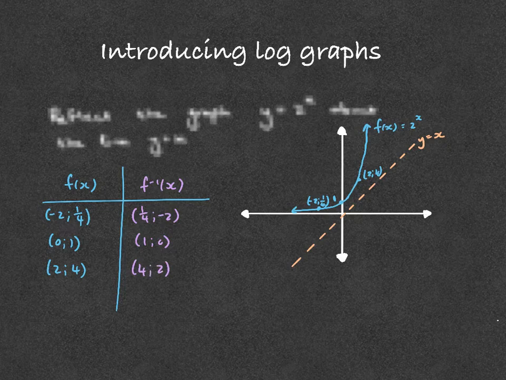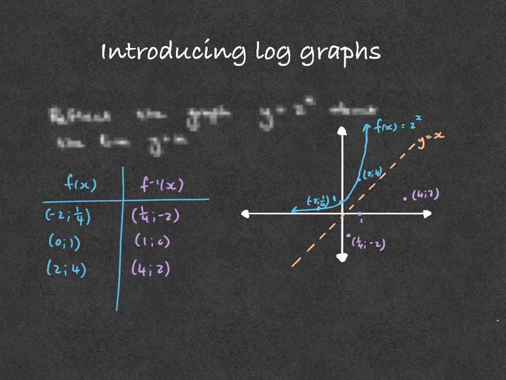Okay, so you just swap x and y. If you plot those points, the y-intercept will now be the x-intercept, so that's the point (1, 0). (−2, 1/4) is now going to be at (1/4, −2), so that's like there, right? And (2, 4) will be at (4, 2), something like that. So (4, 2).